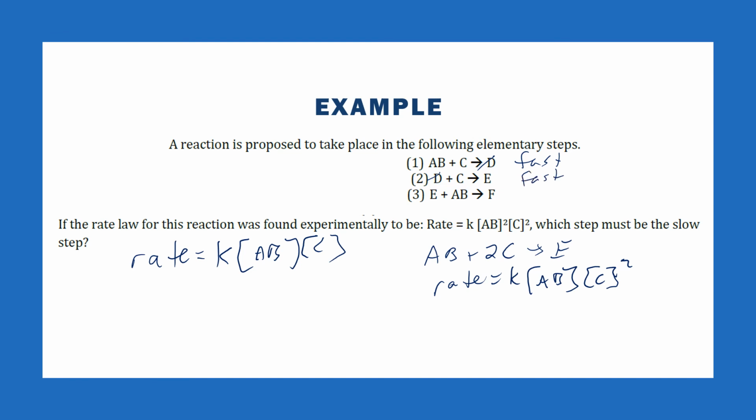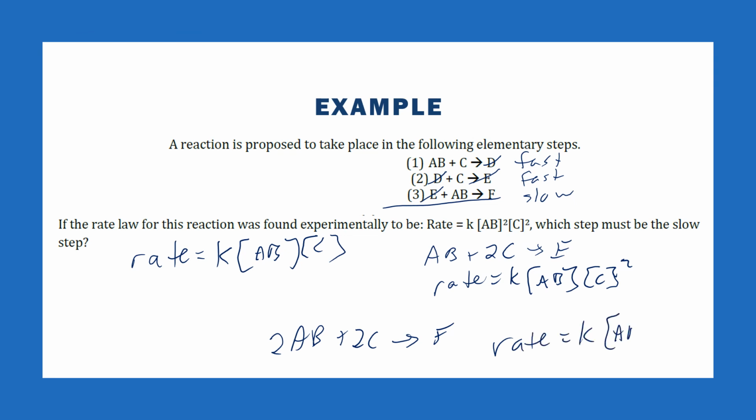Now by process of elimination, 3 must be the slow step, but let's go ahead and take a look at it. We want to write all 3 of those steps added together. Slow step plus anything before it. D is an intermediate, E is an intermediate. We're left with 2AB plus 2C yields F, and so our rate law is k AB squared times C squared. And that one checks. So step 3 is the slow step.